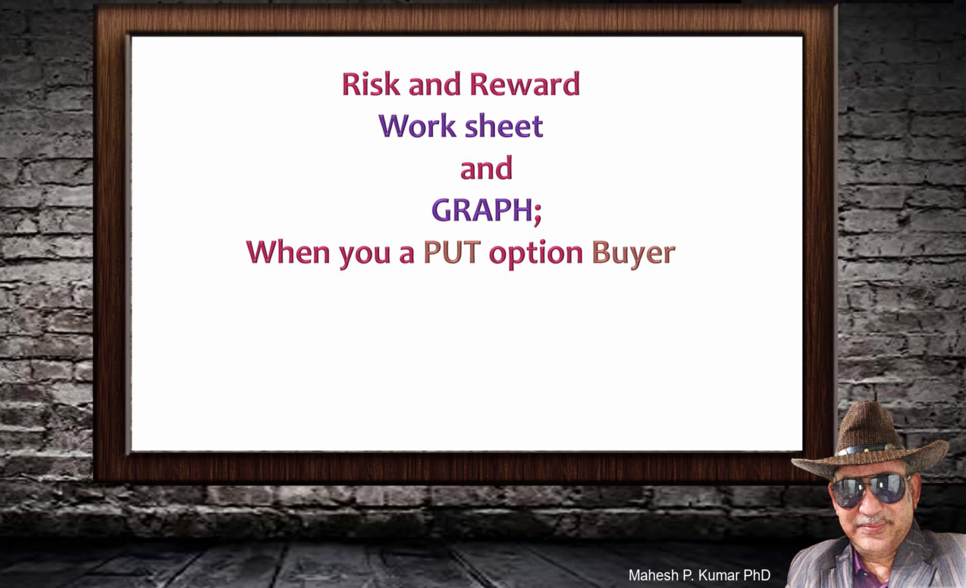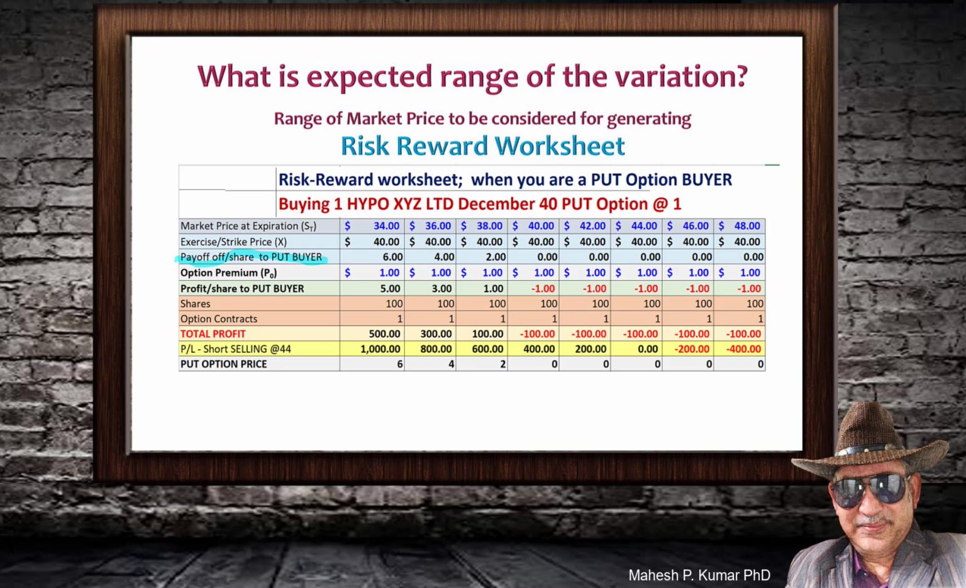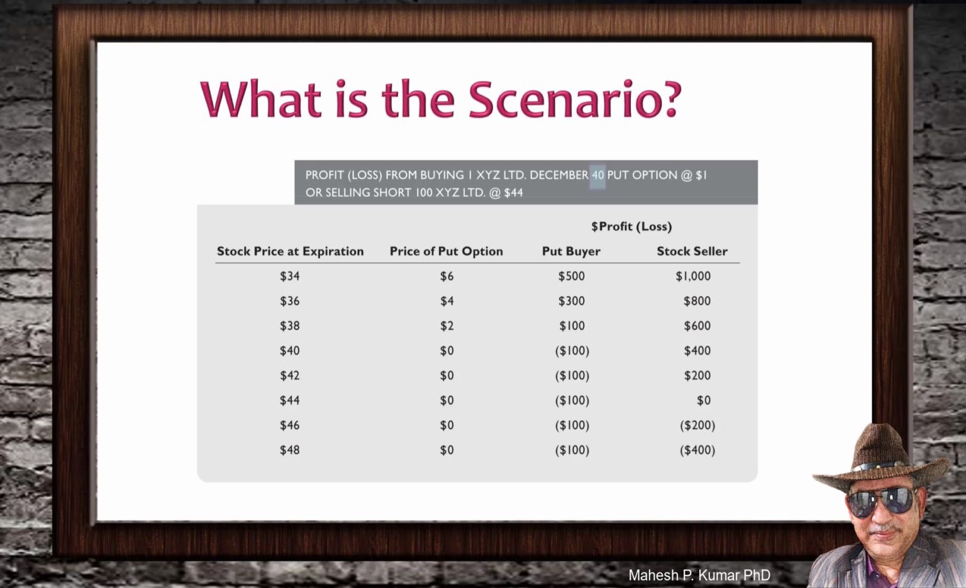In this learning, we are creating a risk and reward worksheet and graph, assuming that you are a put option buyer. So in this learning, we are putting you in the shoes of a put option buyer. The scenario is that you have purchased a put option for a company, hypothetically ABC Limited, which has expiration in coming December, and the strike price or exercise price is 40. In order to acquire this put option you have paid an option premium of $1.